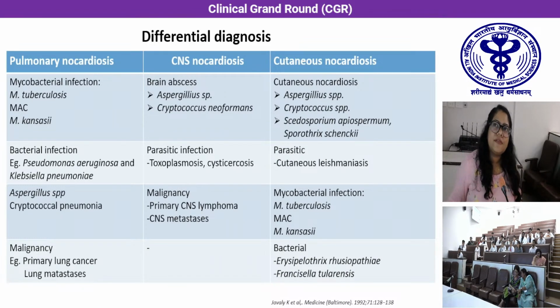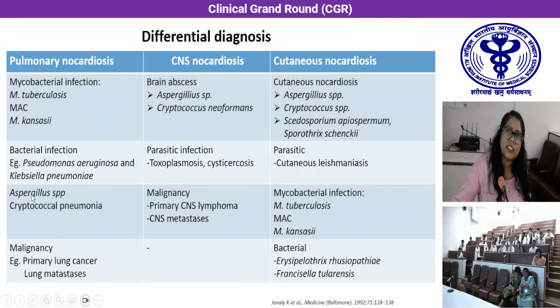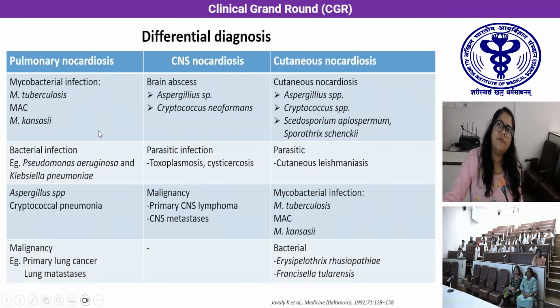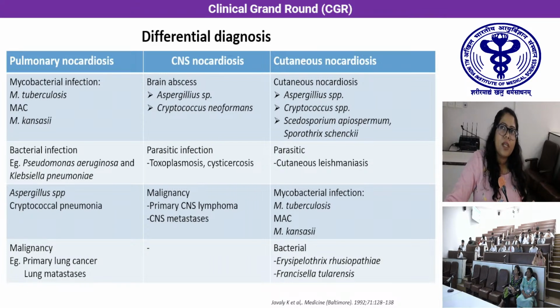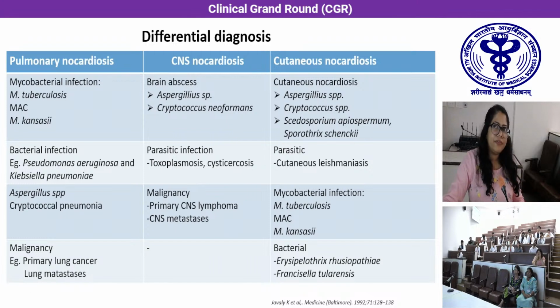So these are the differentials we should keep in mind in this clinical spectrum of nocardiosis. In pulmonary nocardiosis, we should keep in mind other mycobacterial infections such as Mycobacterium tuberculosis or non-tuberculous mycobacteria as well. In CNS nocardiosis, we should first keep in mind brain abscess caused by fungal infections such as Aspergillus or Cryptococcus. Similarly, in cutaneous nocardiosis, we should keep other fungal infections as our first differential, due to either Aspergillus, Sporothrix or Cryptococcus species.